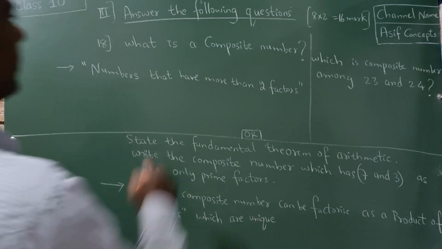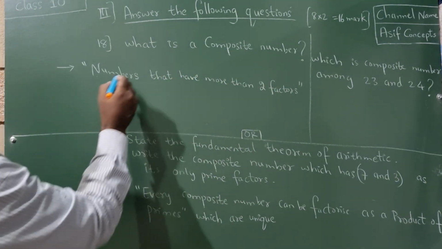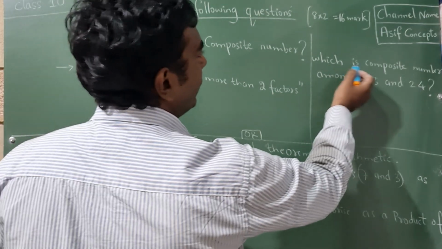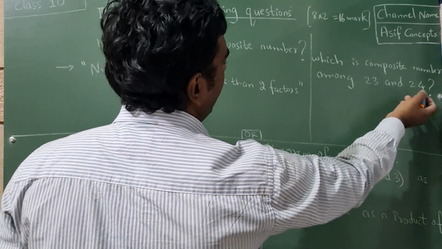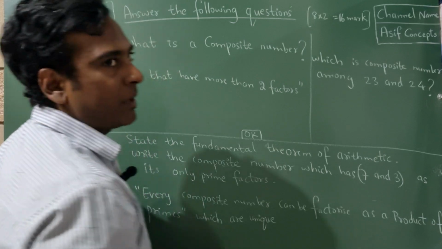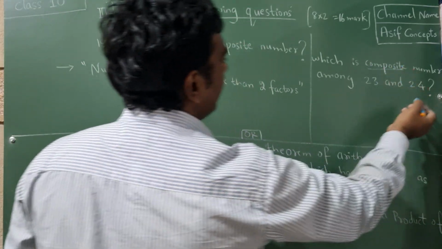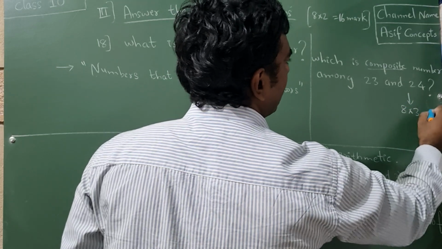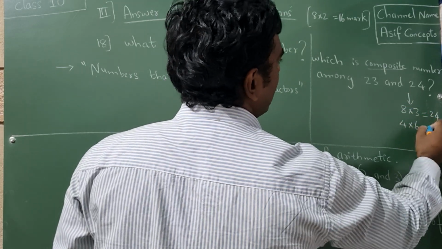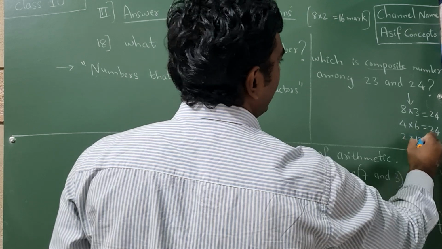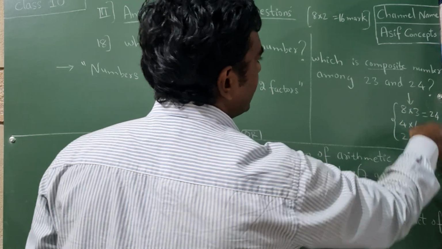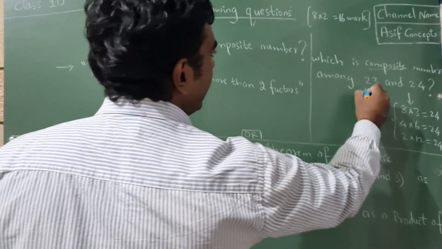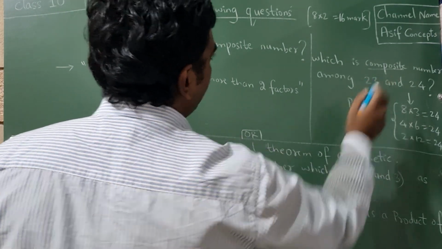Now 18th question is, what is a composite number? Numbers that have more than 2 factors. Now next question is, which is the composite number among 23 and 24? 23 is a prime number. Now 24 is a composite number because it has more than 2 factors. How? 8 3s are 24, 4 6s are 24, 2 into 12 is 24. I hope these examples are enough to understand a composite number. Okay, 23 is a prime number.